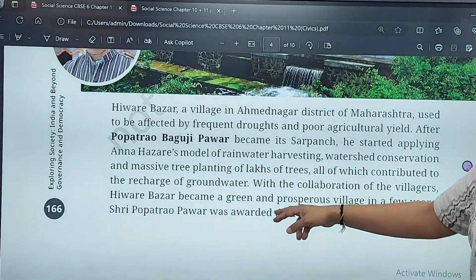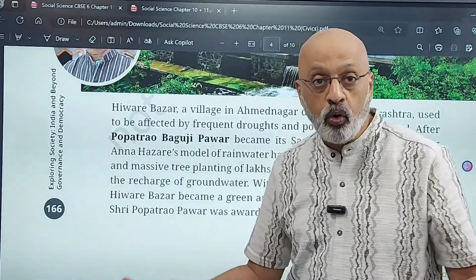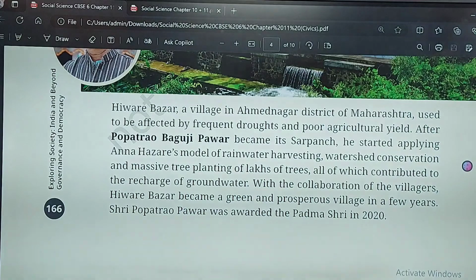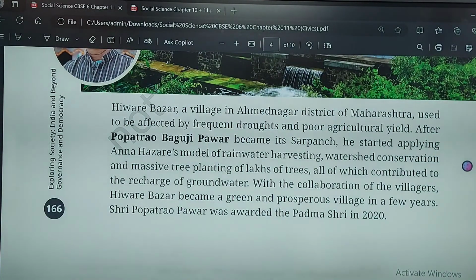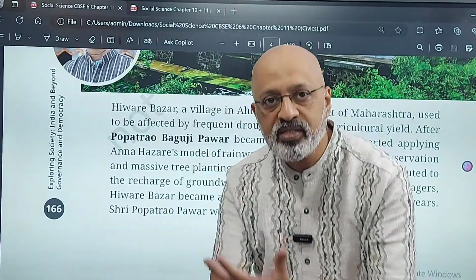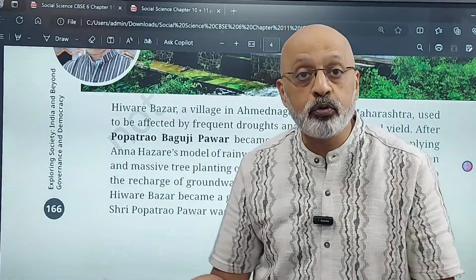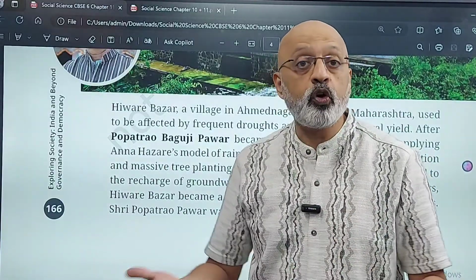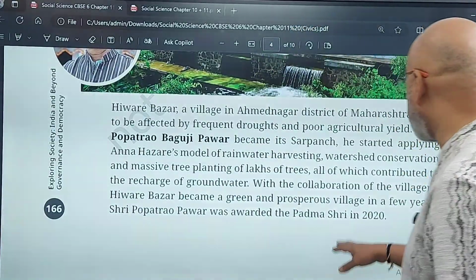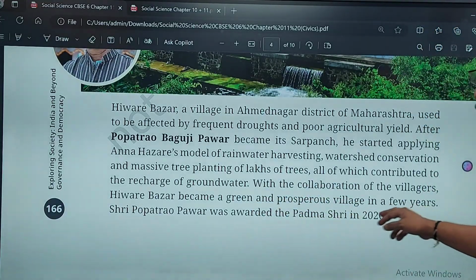Massive tree planting of lakhs of trees, because the more trees you have, you would be able to attract more water. So that is one of the things that you can continuously do. With the collaboration of and recharge of groundwater, ताकि rain water harvesting नीचे जाएगा, जमीन के नीचे पानी ज्यादा रहेगा, the groundwater level will increase. That will help the overall prosperity of the village. With the collaboration of the villagers, Hiware Bazar became a green and prosperous village in a few years.